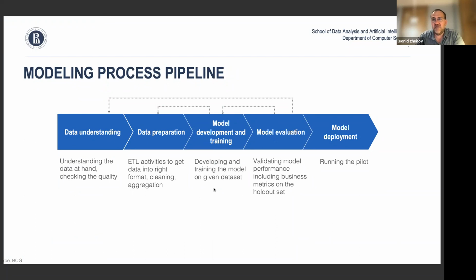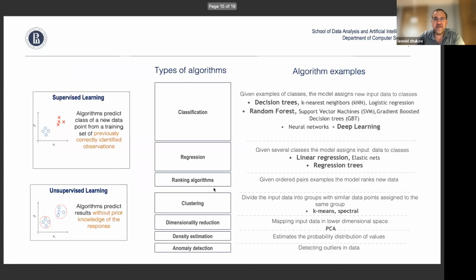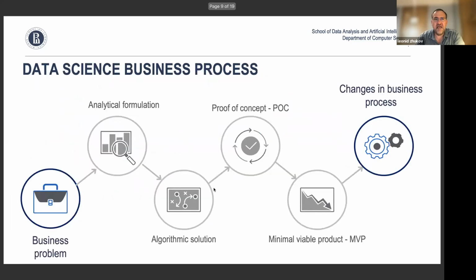Before we get into this process, we will set up the business task and help you go through it, as on the first slide. Yes, we're going to help you go from business problem setup to analytic formulation, so you understand what precisely needs to be computed. And then you go on your own and build an algorithmic solution, a proof of concept, because we're not going to be checking the code, but we'll be checking the results that the code produces.